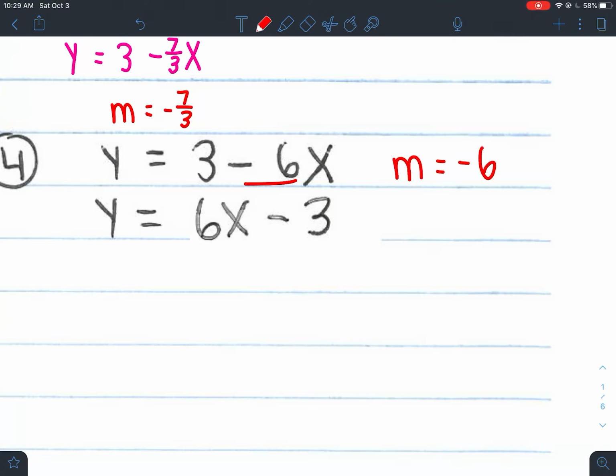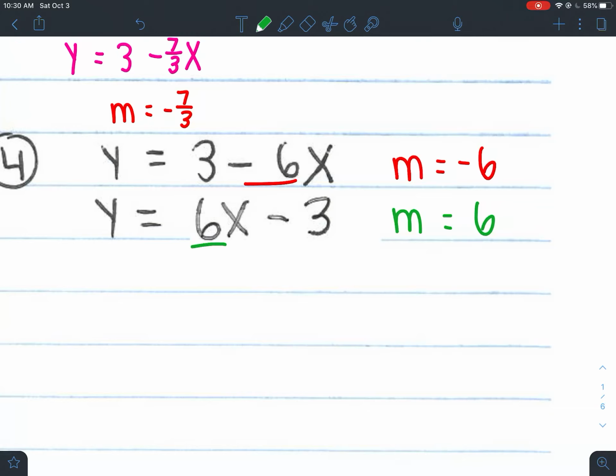Now, how do I know that? Because the y is already by itself. It's in slope-intercept form, y equals mx plus b. So I already know the slope without having to do any work. Same thing with the second equation. It's already in slope-intercept form, so I already know the slope without having to do any work. Slope here is going to be +6.